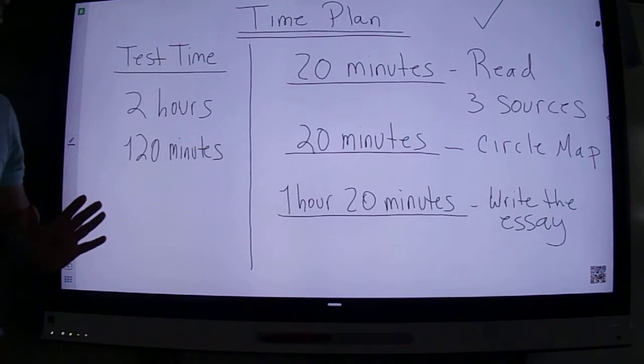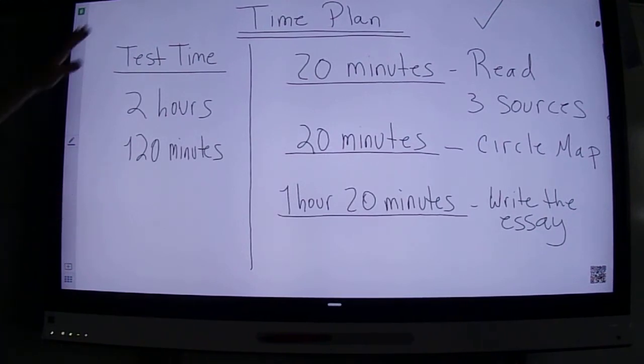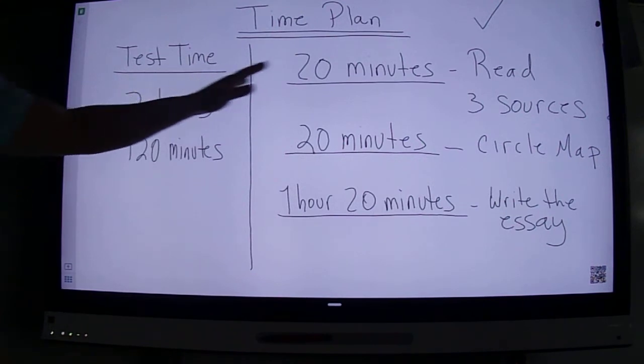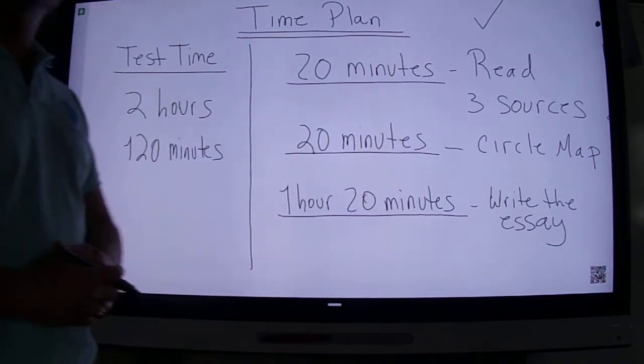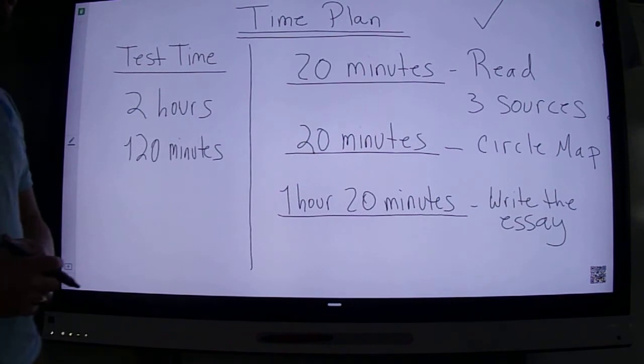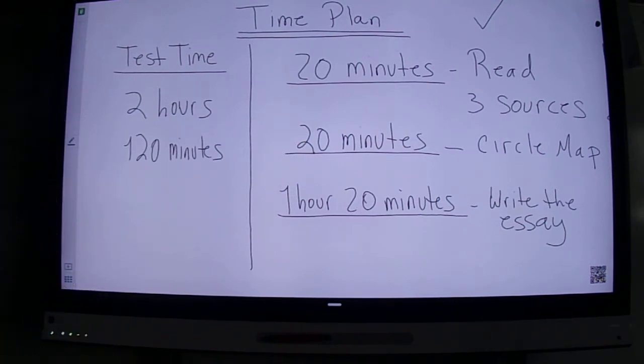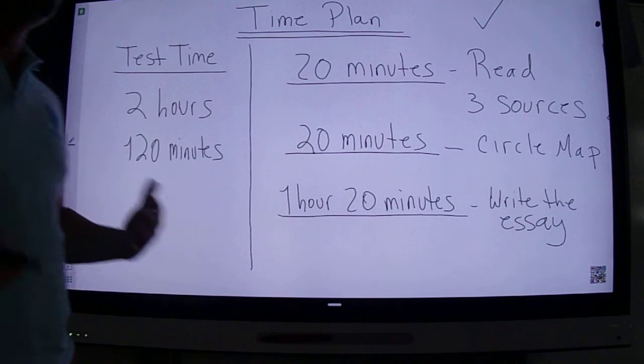Opinion essay. First, we start with a time plan. 20 minutes to read 3 sources. Usually there's 3. They're usually articles. 20 minutes to make a circle map, which is done on your planning page. 1 hour 20 minutes to write the essay.